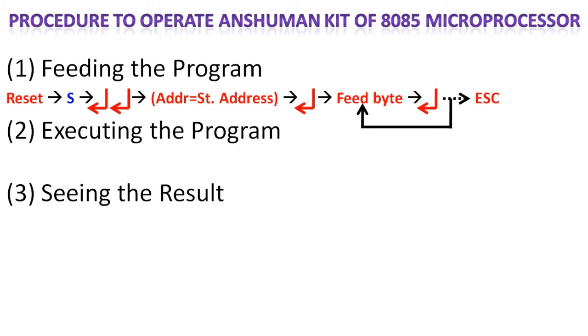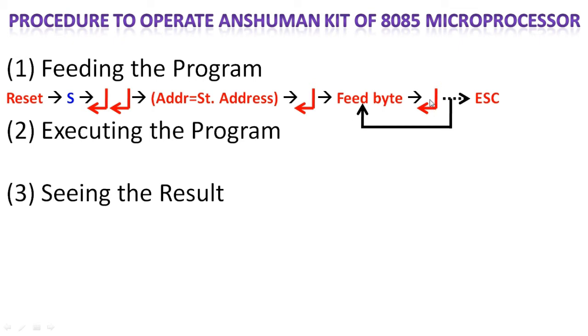Anshuman kit provides you a PC keyboard to feed the program. On the keyboard we have to press S. Initially we have to press S, then press the enter key 2 times. Once you see ADDR on the 16x2 LCD, then we have to enter the starting address. In the program we have taken 6000 as the starting address. Then press enter again. Then feed the byte. The first byte will be 3E as we have seen in the program.